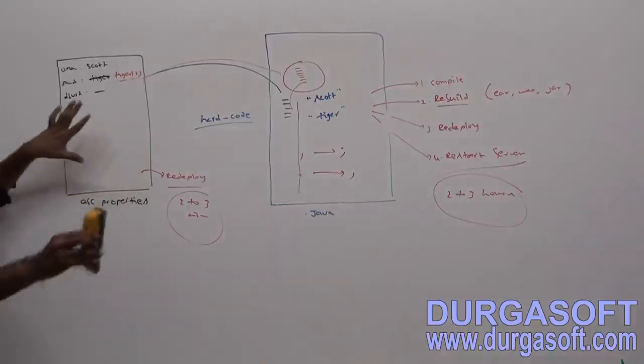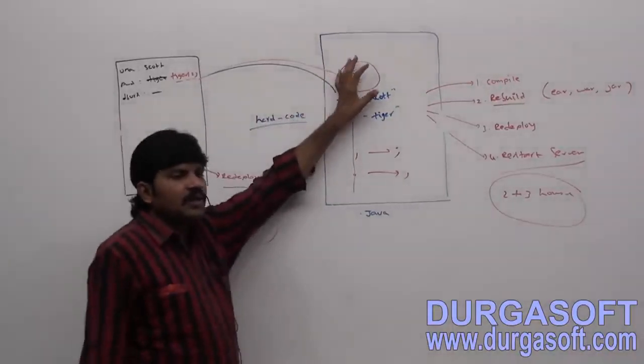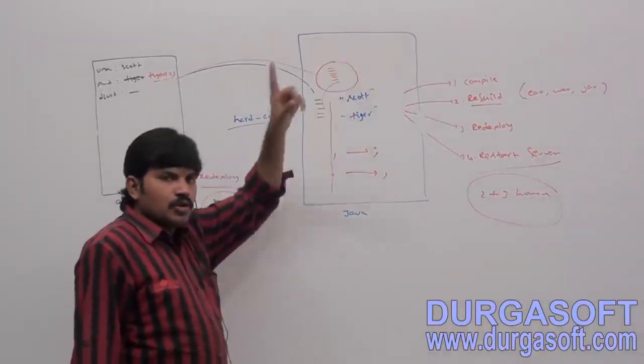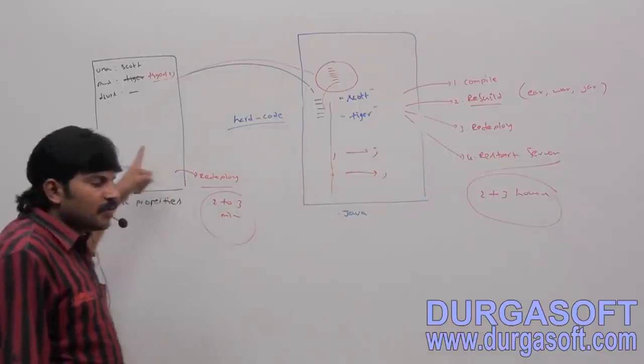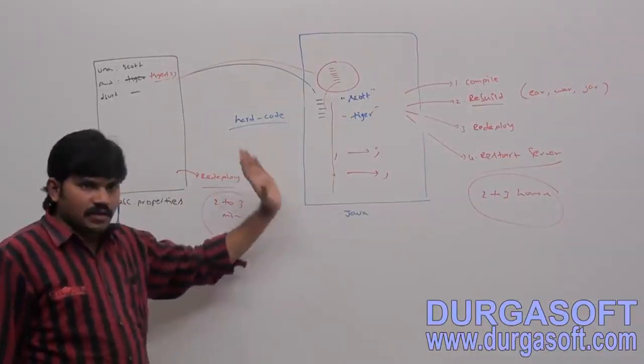So in this total scenario, where is the role of the properties object? We can use a Java properties object to hold properties which are coming from the properties file. I will show that one in the program anyway.